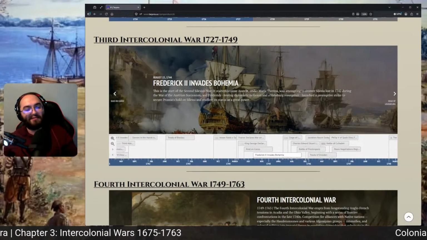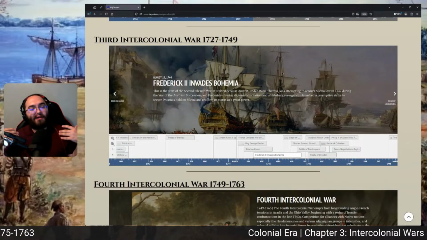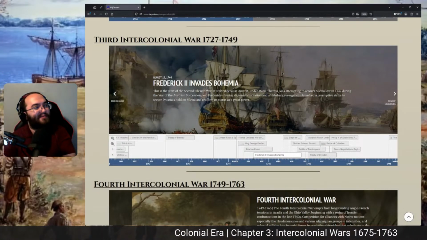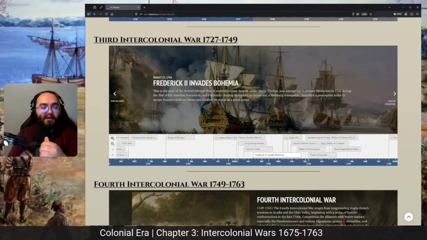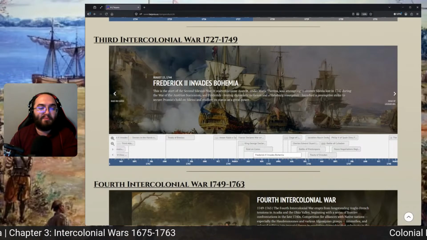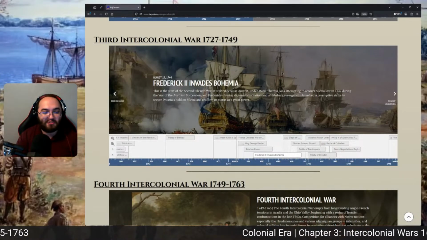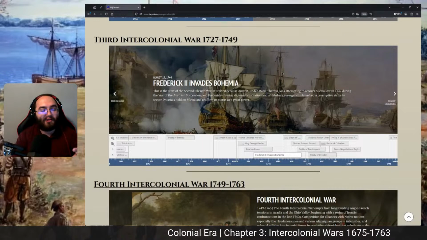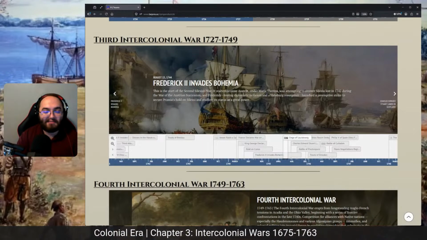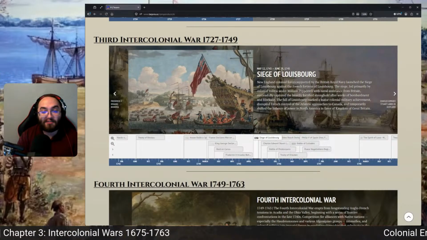He made peace with Austria for the First Silesian War, and now he's entering back into the conflict by invading Bohemia, and this begins the Second Silesian War. Again, keeping track of all these treaties and wars and who's fighting who and why is a pretty hefty ordeal. Here's the siege of Louisburg.